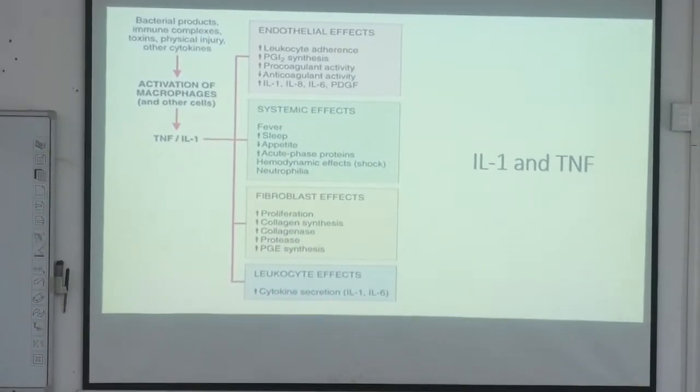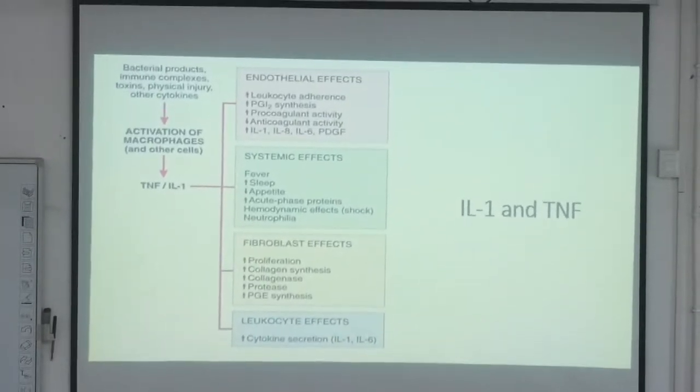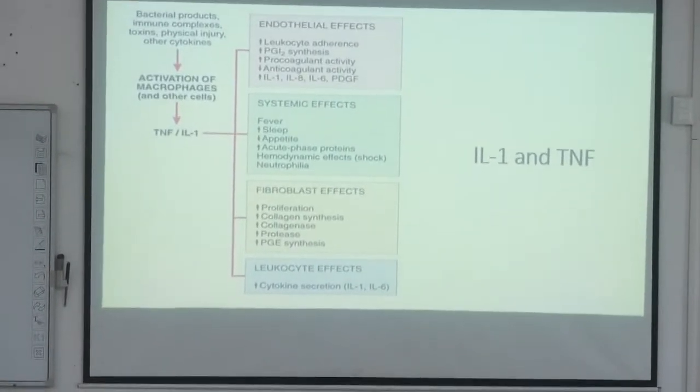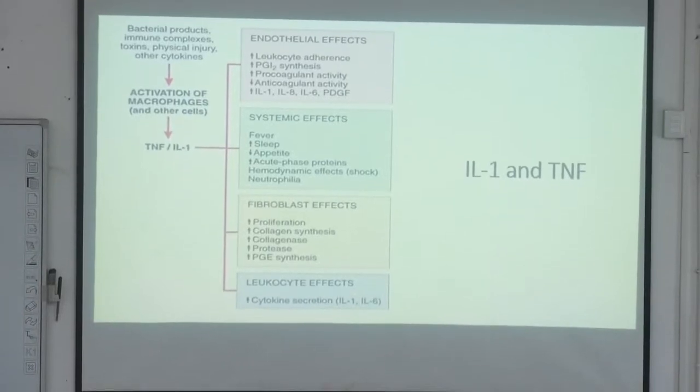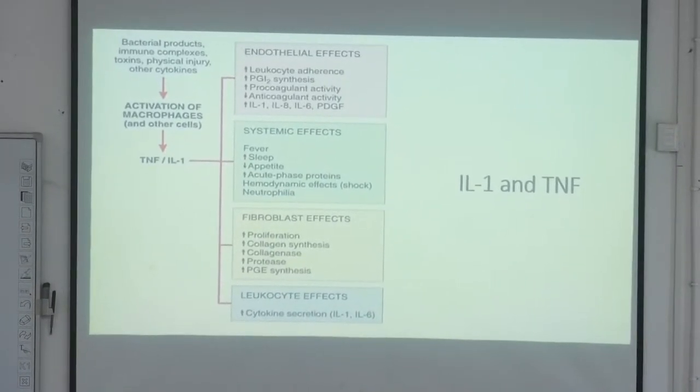And the leukocytic effect is increased cytokine secretion. So this is a chain reaction. One cytokine facilitates the release of other cytokines, and all the cytokines have a cumulative effect in our body, like systemic effect, fibroblastic effect, endothelial effect and leukocytic effect. Okay, everybody clear?